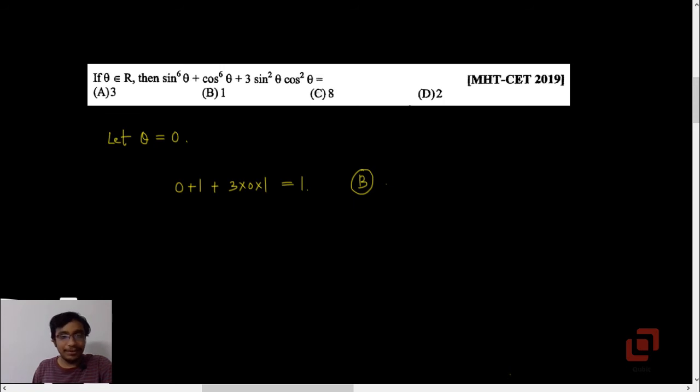Now this is also a question which you can solve if you know the trick. Otherwise you can try all your methods in the book. I'm not saying that you cannot solve this problem otherwise, but it will take you hardly 5 to 10 seconds if you use the trick that I'm telling you. If theta belongs to real numbers, then sine raised to 6 theta plus cos raised to 6 theta plus 3 sine squared theta cos squared theta is? Now observe carefully, options are independent of theta.